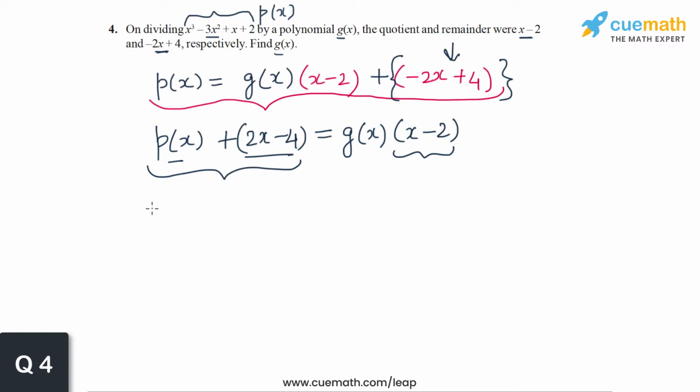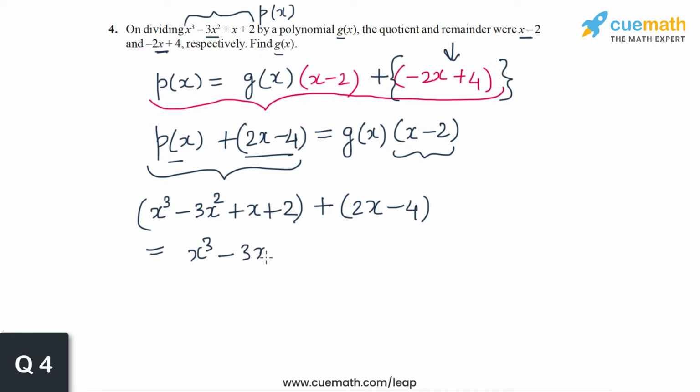So what is p(x)? p(x) is x cube minus 3x square plus x plus 2, and to this we add 2x minus 4, and this will be x cube minus 3x square plus 3x minus 2. So this cubic polynomial, we can divide by x minus 2. This should be exactly divisible by x minus 2, and when we divide it, the quotient polynomial will be g(x). So let's carry out the long division process and divide this polynomial by x minus 2.